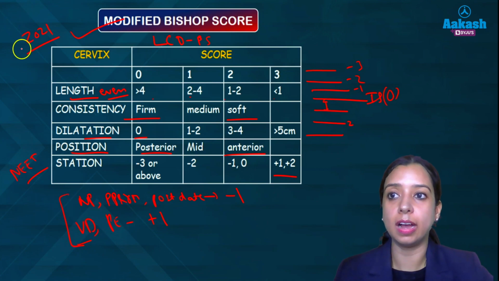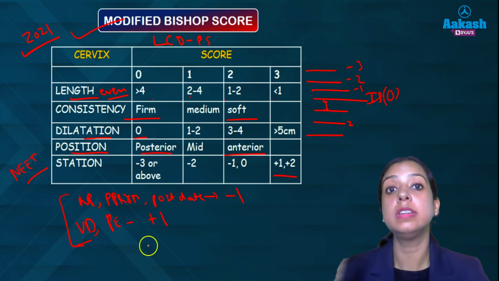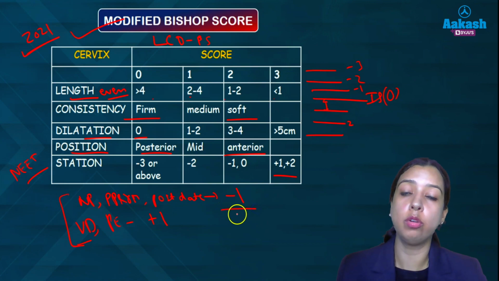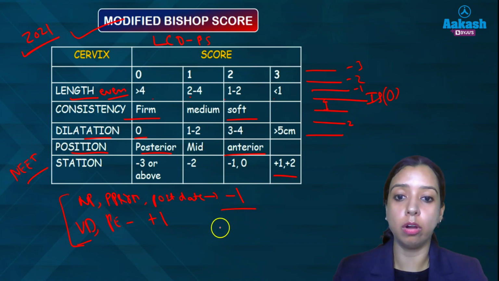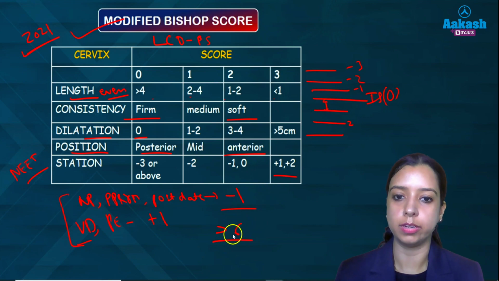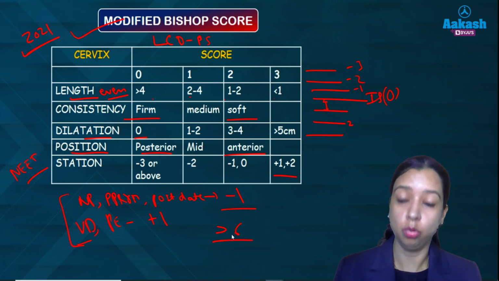In the question which was asked, the patient was post-dated. They specially mentioned a post-dated patient, to see whether you know you have to subtract 1. So a score more than 6 is good and less than 6 is a bad score. So this is all about Bishop score, the variables and how you have to calculate. So a score better than 6 is a good score.